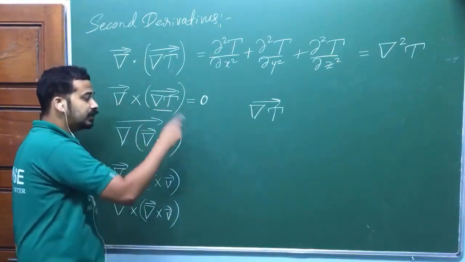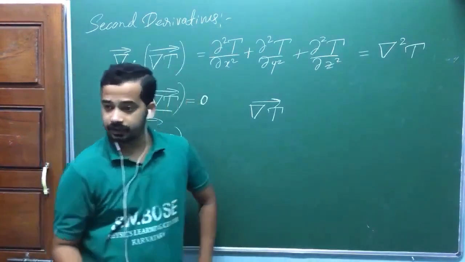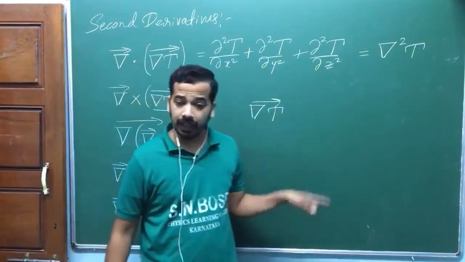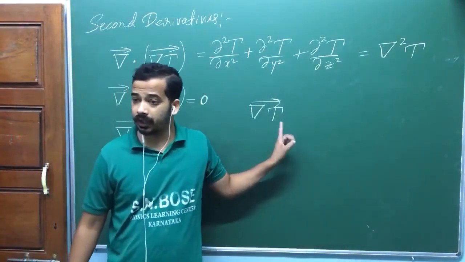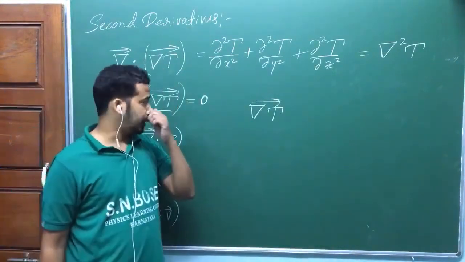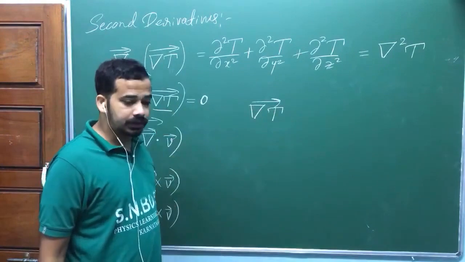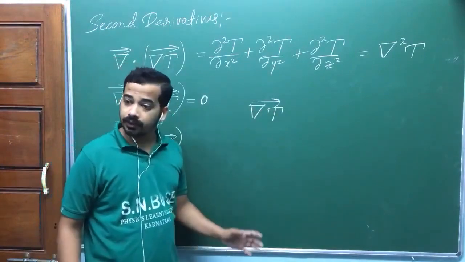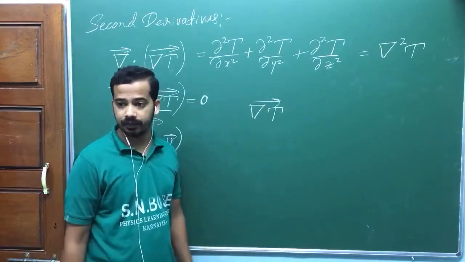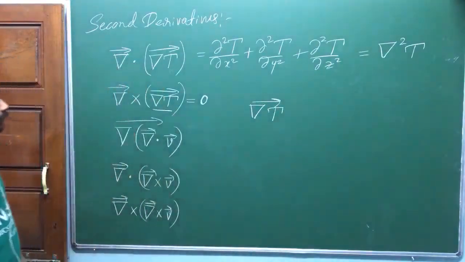Now this gradient is a type of vector field. It is a special class of vector field. The gradient of any scalar field, whatever scalar you take, arbitrary, is a special class of vector field whose curl always vanishes.